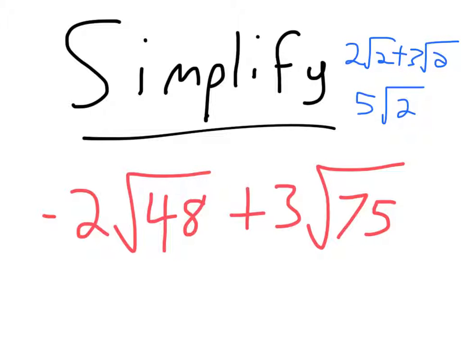So basically when you're asked to simplify and you're adding and subtracting radicals, you're looking for those like terms where they boil down to square root of 2, and then you can add them up. So these definitely aren't alike. 48 and 75 aren't the same. But let's see if we can simplify this guy, simplify this guy.